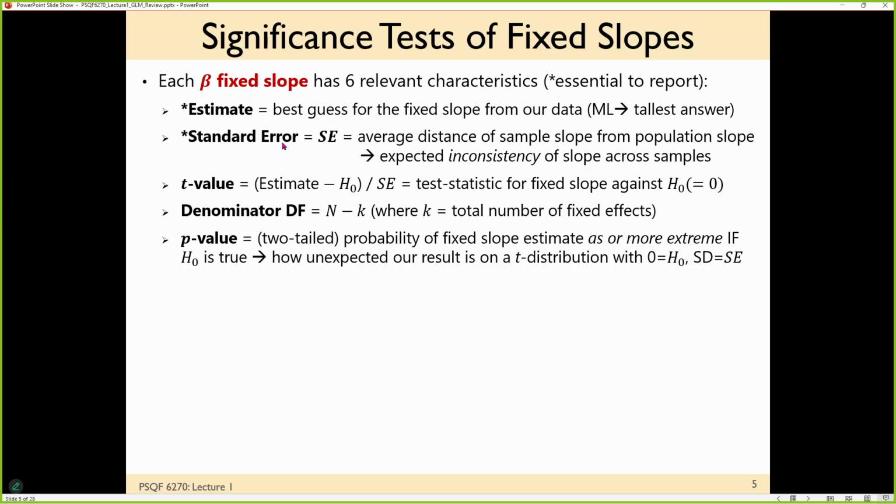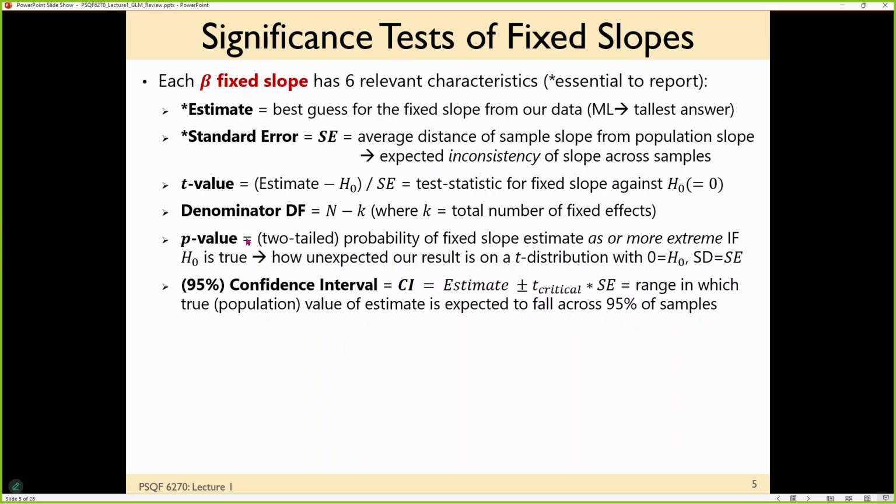So estimate divided by standard error gets the test statistic. If I know the degrees of freedom, then I know the exact p-value from this. So I don't need to report these things. You can report the p-value, or you can make stars for it if you want to do it that way.